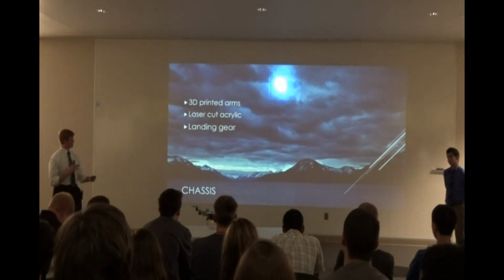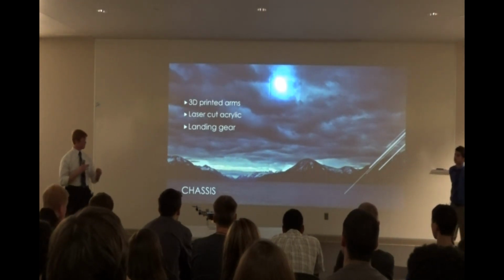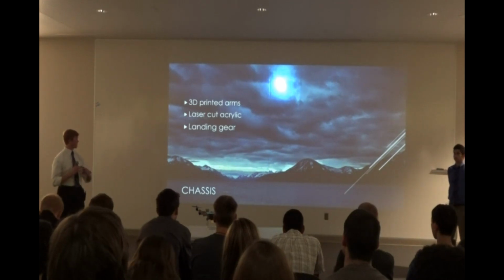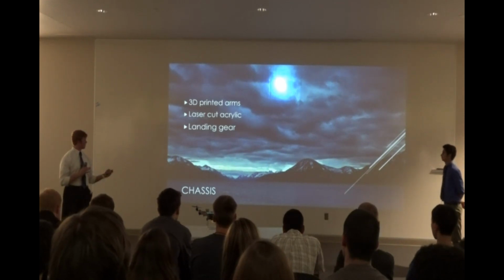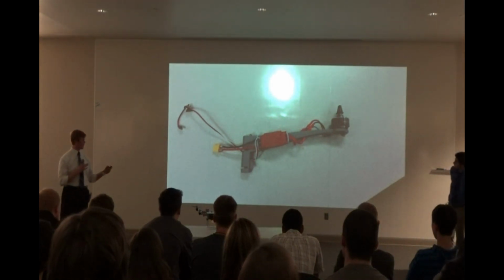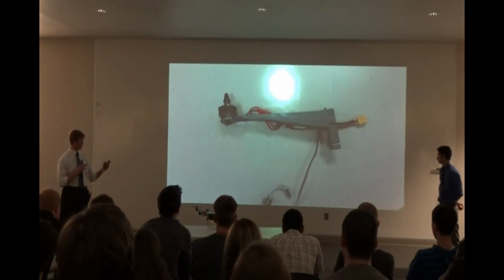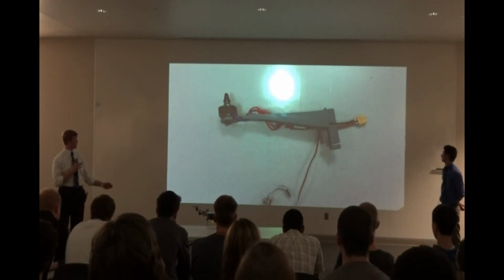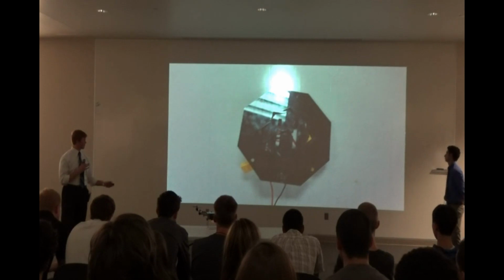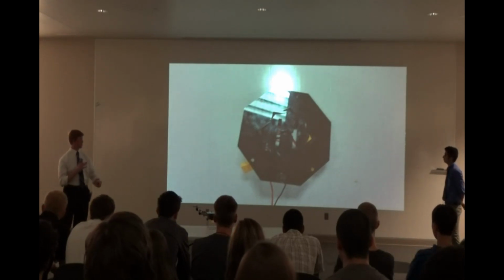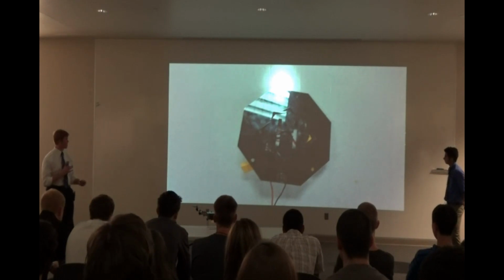For the chassis, the majority of what I focused on were the 3D printed arms, the laser cut acrylic, and the landing gear. Here's a quick picture of the arms with the ESC and motors mounted on it, and here's a view from the other side. This is where the acrylic sheets fit into. Here's a quick view of the top. We'll see closer afterwards the actual design.